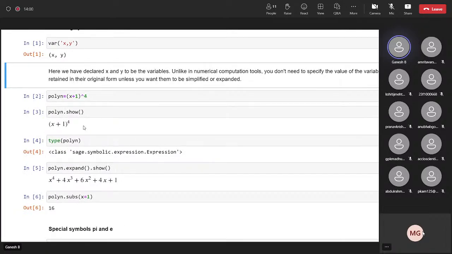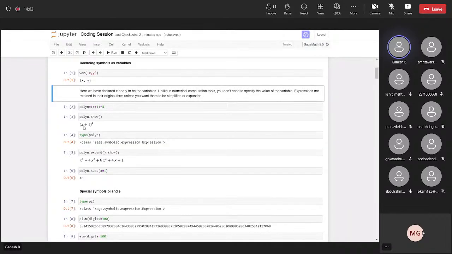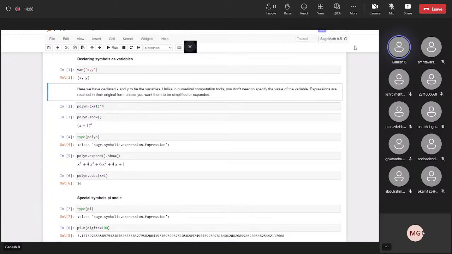I'm working on Jupyter. I hope you know the basics of what Jupyter is and how to run it. I'm running a SageMath kernel on it. If you're unsure how to set this up, just let me know after the session.